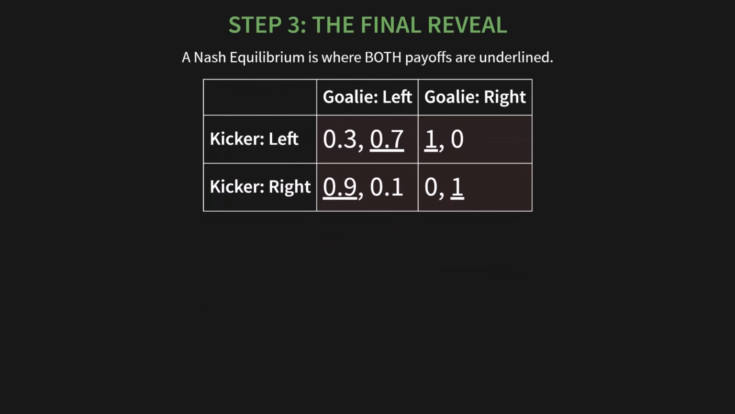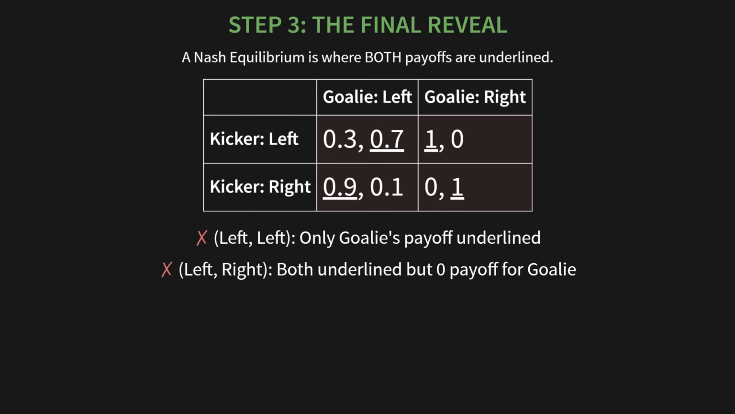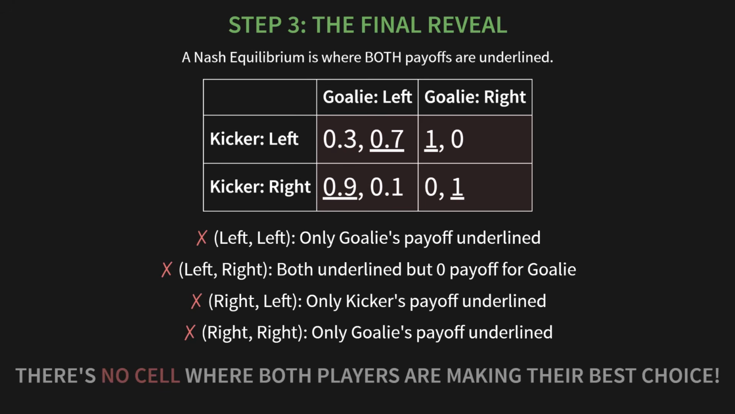Step 3, the final reveal. A Nash equilibrium is where both payoffs are underlined. Look at the table. There's no cell where both players are making their best choice. This confirms it. There's no pure strategy Nash equilibrium. If the goalie knows you're kicking left, they'll dive left, but then you'd want to kick right. But if they know you're kicking right, they'll dive right, but then you'd want to kick left. It's an endless cycle. Your best move is to be unpredictable.